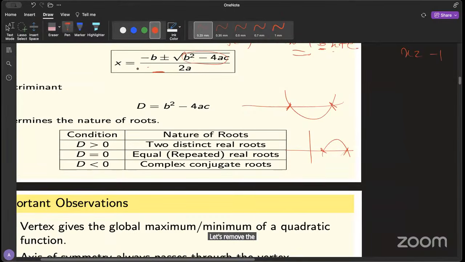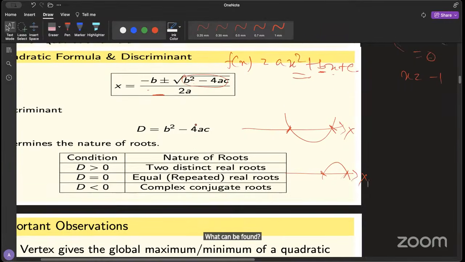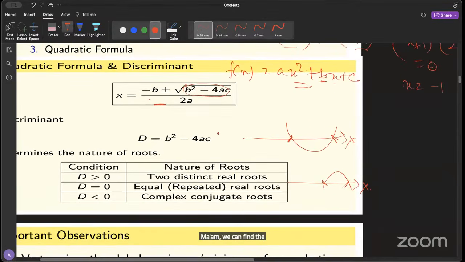Let's remove the y-axis. Roots can also be found using the parabola. What can be found? Ma'am, we can find the roots also by the parabola. Na? Parabola as in?